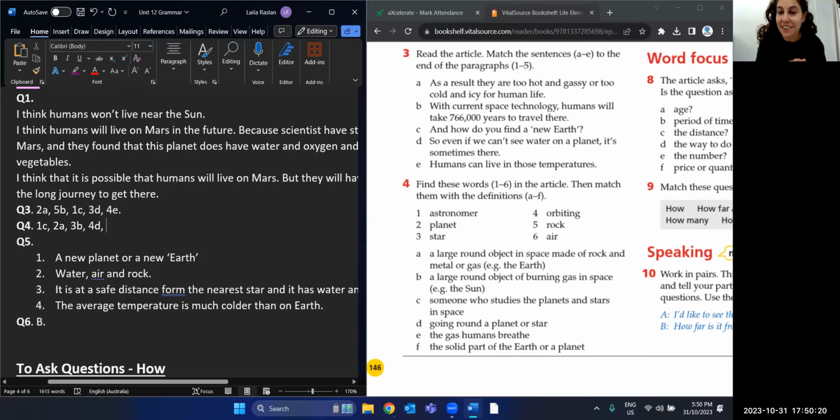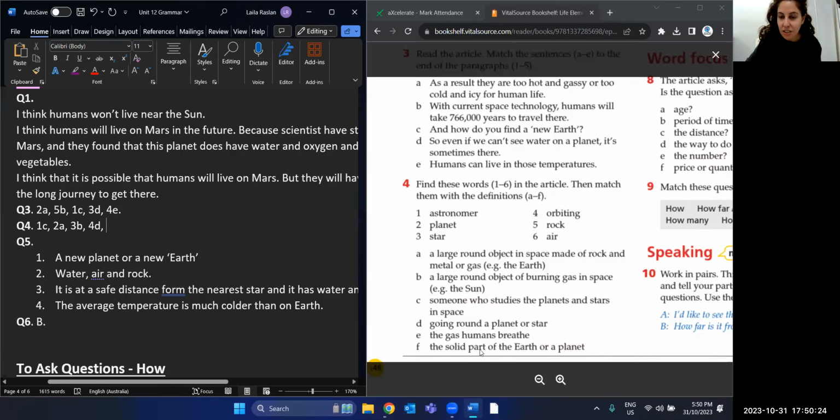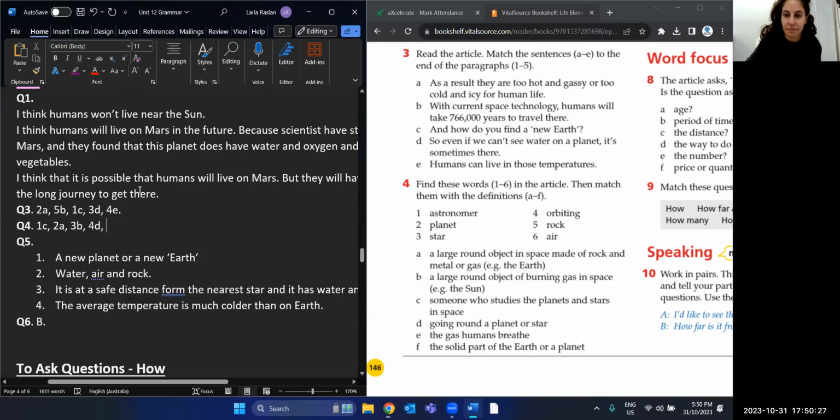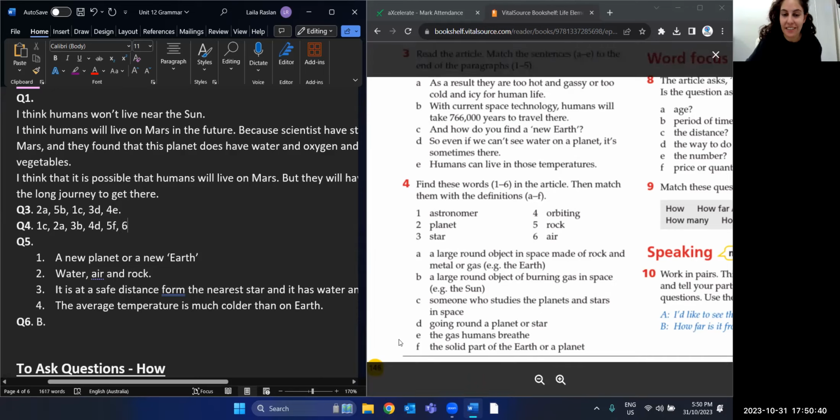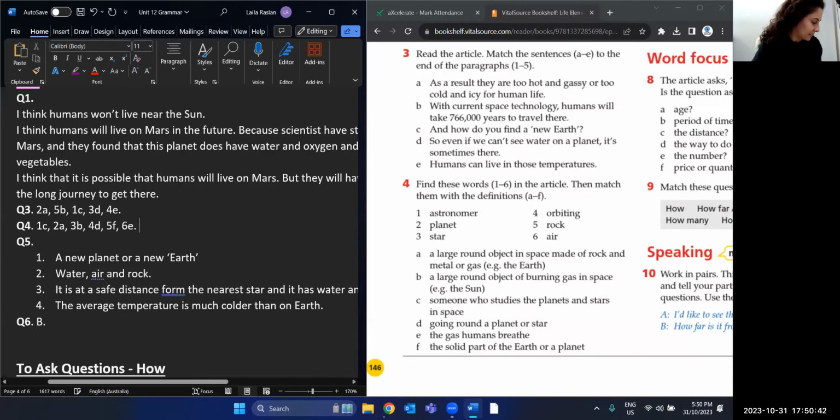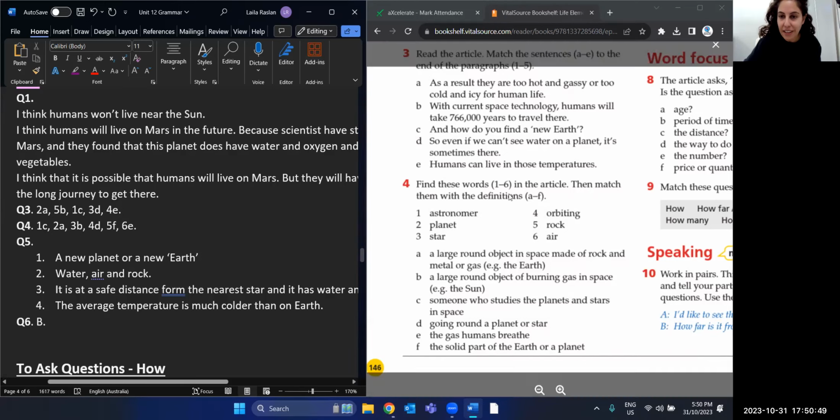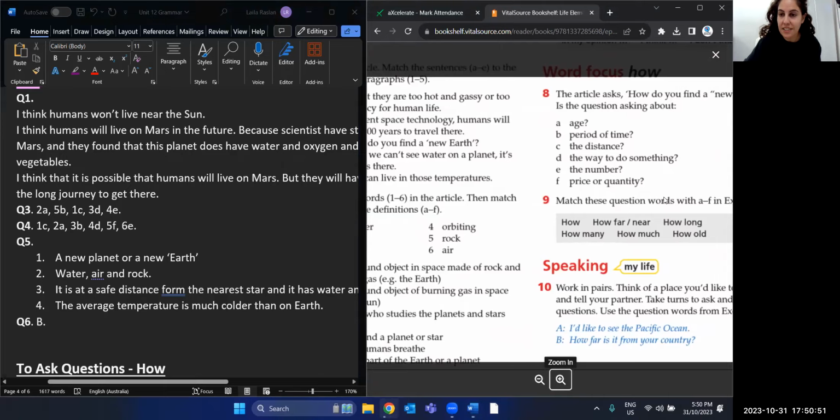Rock, it's a noun. What is a rock? The solid part on the earth or a planet. Yep, rock. And air, what is air? The gas humans breathe. Okay, so that's some interesting vocab there to learn those words.